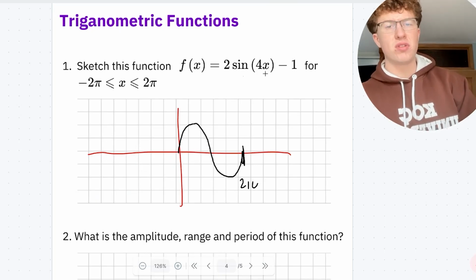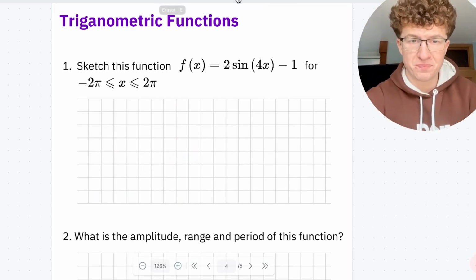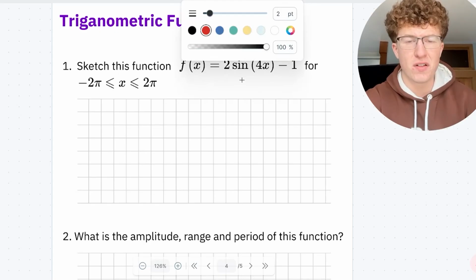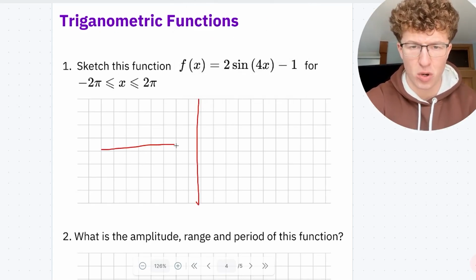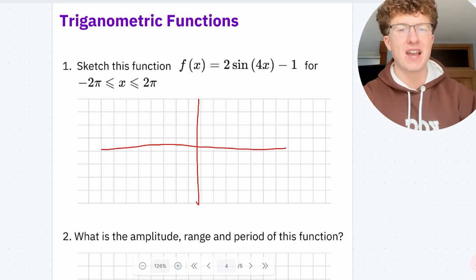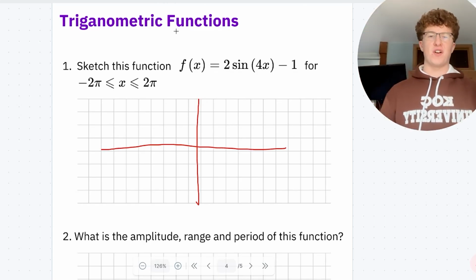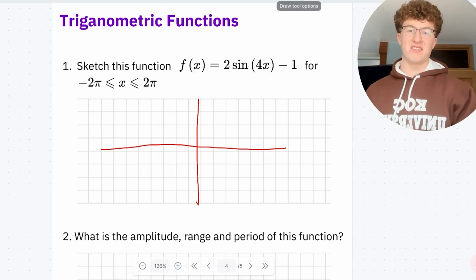But we have 2 sine of 4x minus 1. The key here is, first of all, we're multiplying it by a 2. So we know it's going to be twice as high as it normally is. And we're multiplying the x by a 4. So we know it's actually going to fluctuate a bit more. The period is going to increase.